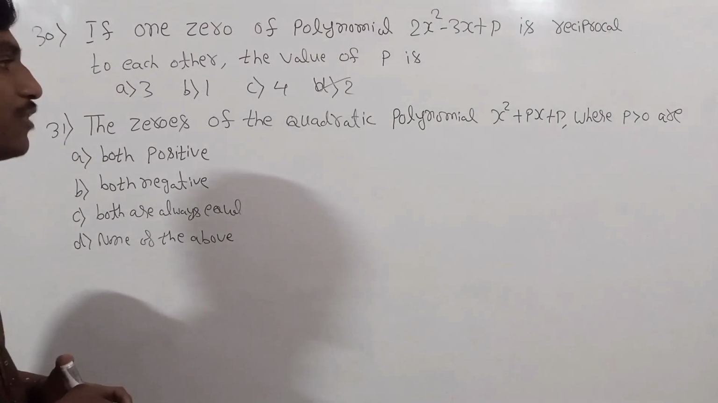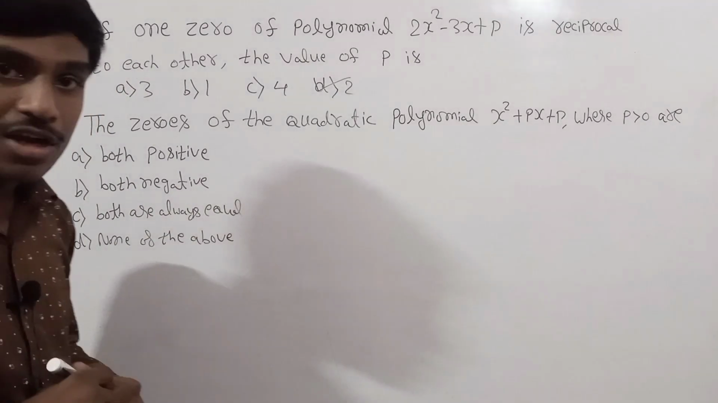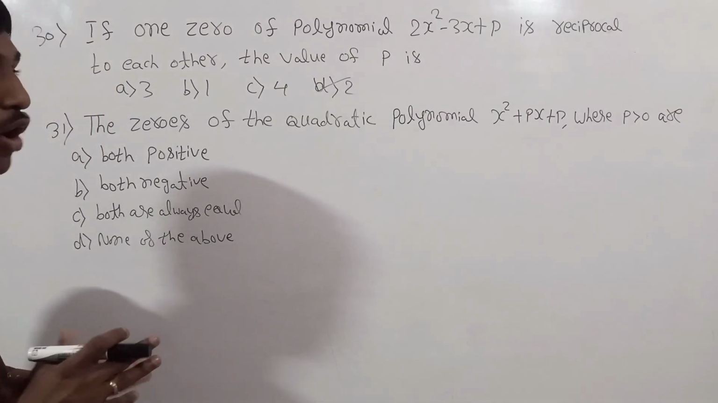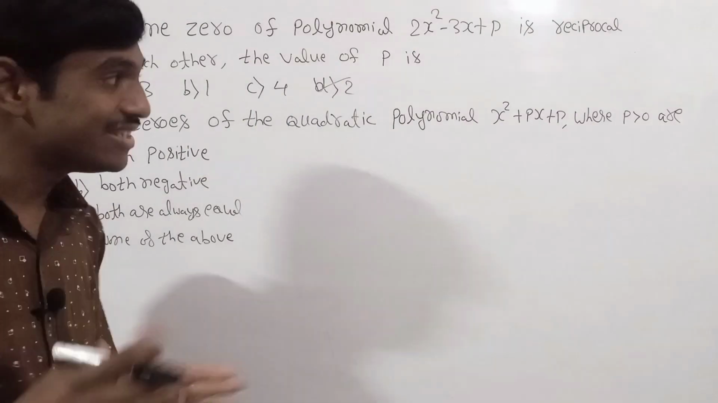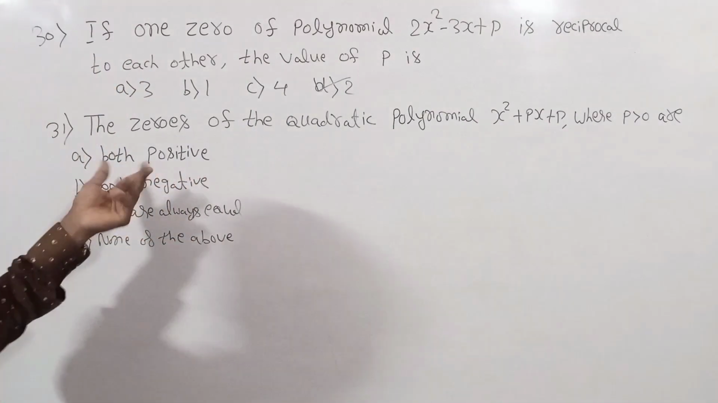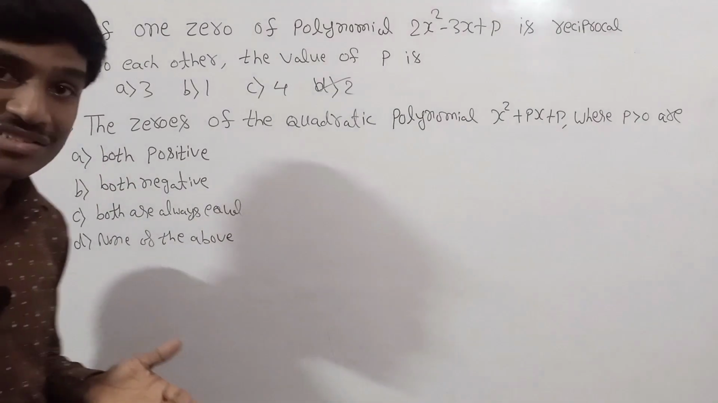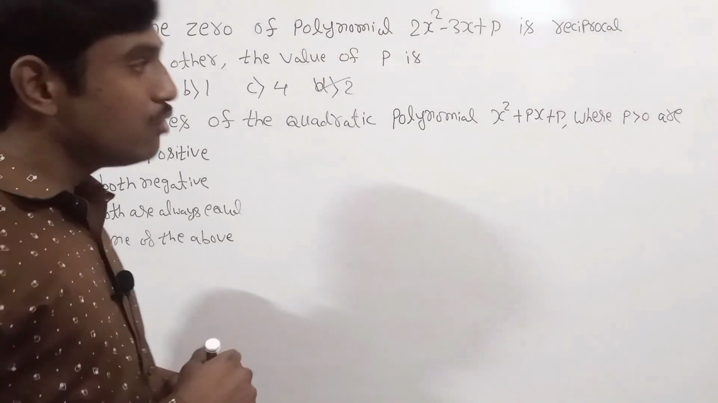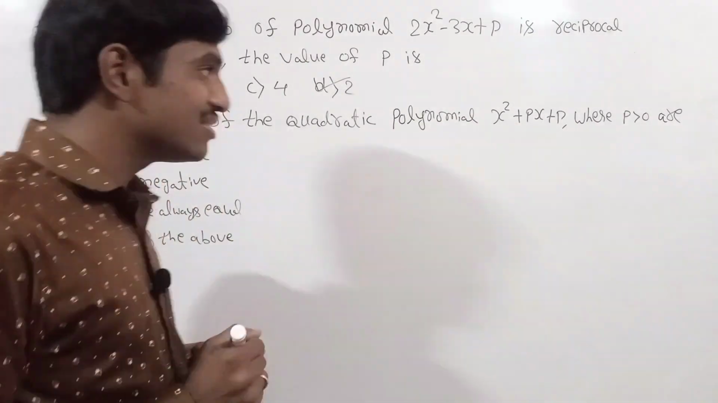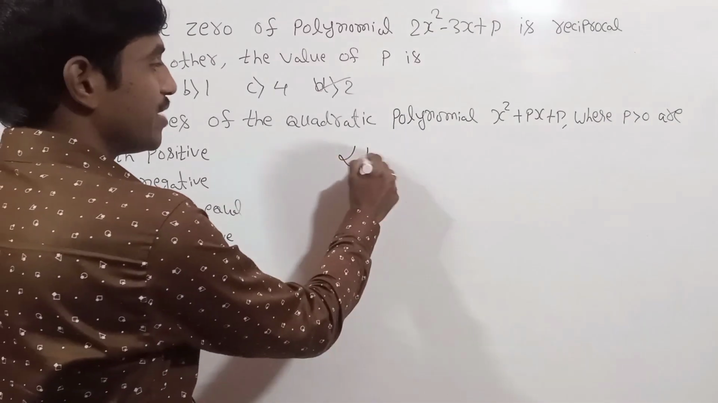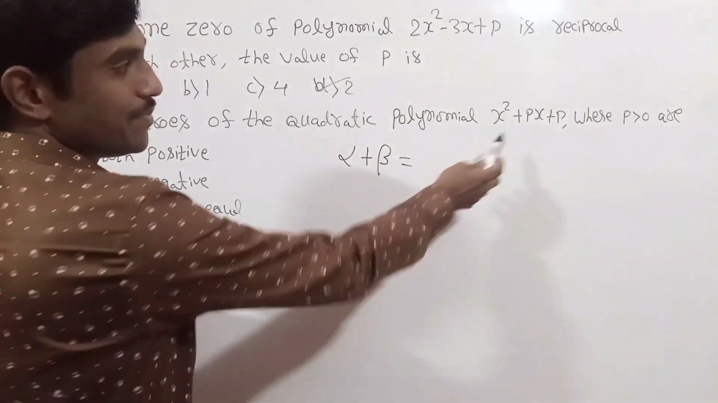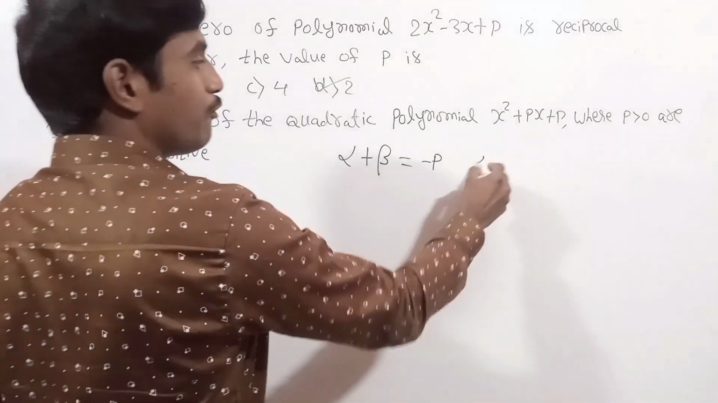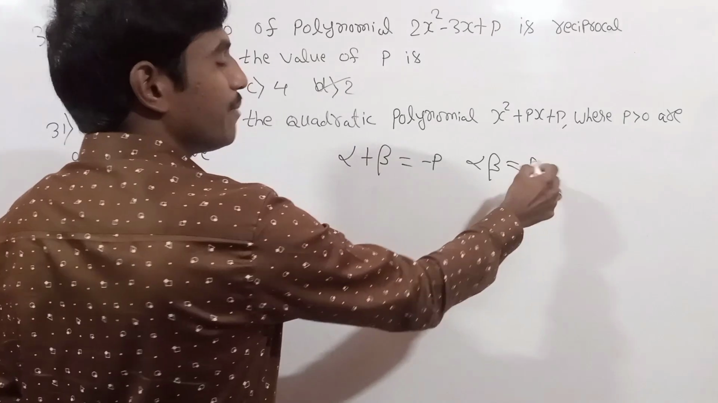Here, the zeros of the quadratic polynomial x square plus px plus p, where p is greater than 0. Here they are not telling us to find the zeros of the polynomial. Instead they have given options. If you look at the options, whatever zeros you get, they will be both positive, both negative, equal, or none of the above. Now we first need to find what we get when we add the zeros: alpha plus beta will be equal to minus b by a, that is minus p by 1, which is minus p, and alpha beta will be c by a, c is p by 1.